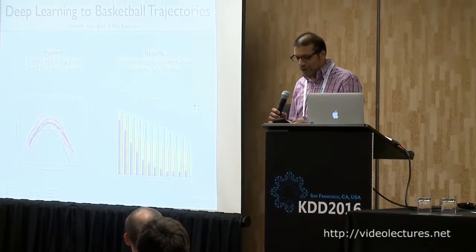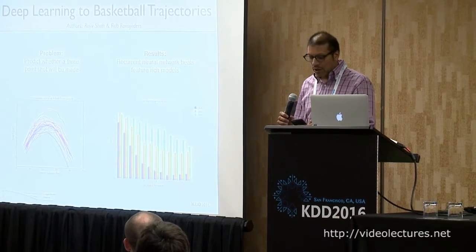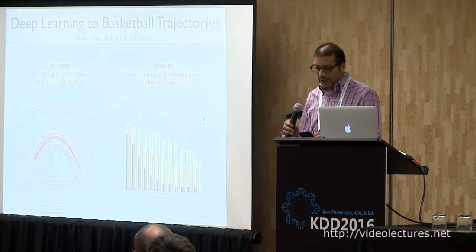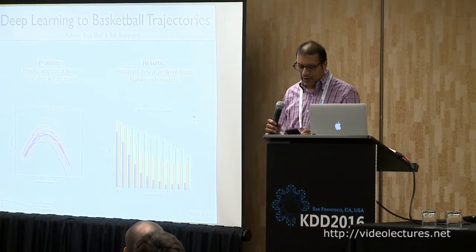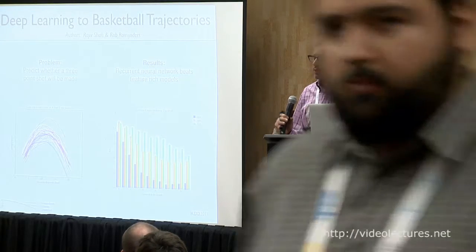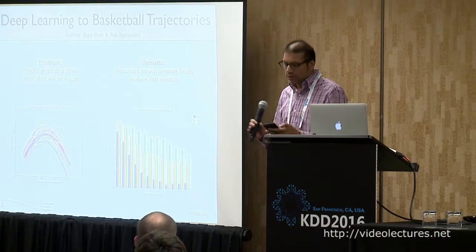So our work uses a recurrent neural network to model whether a three-point shot was a make or a miss. The problem here was to be able to predict whether a basket was successful, and we made models from a distance of 2 feet all the way to 13 feet away from the basket.